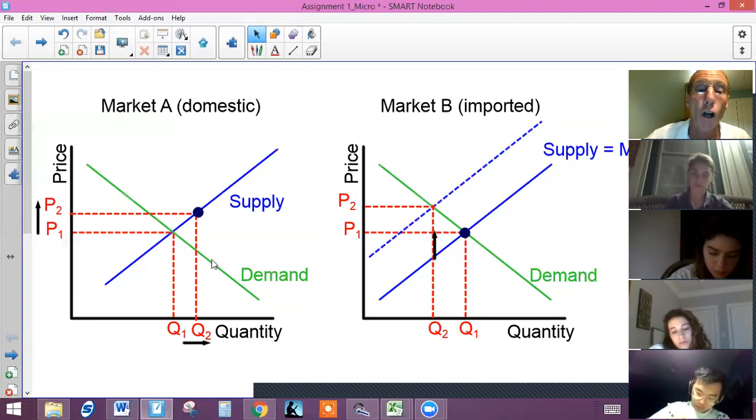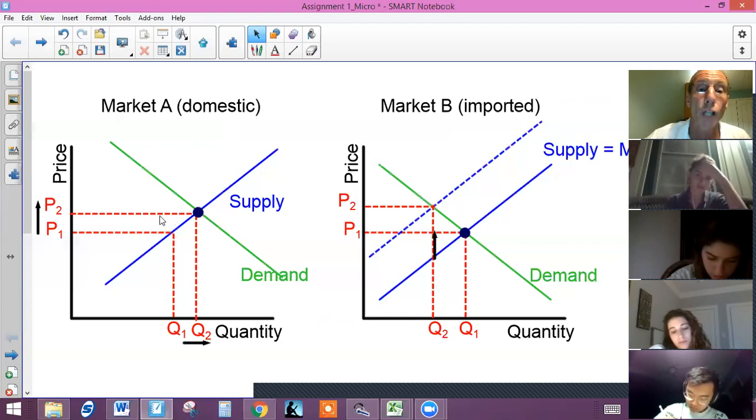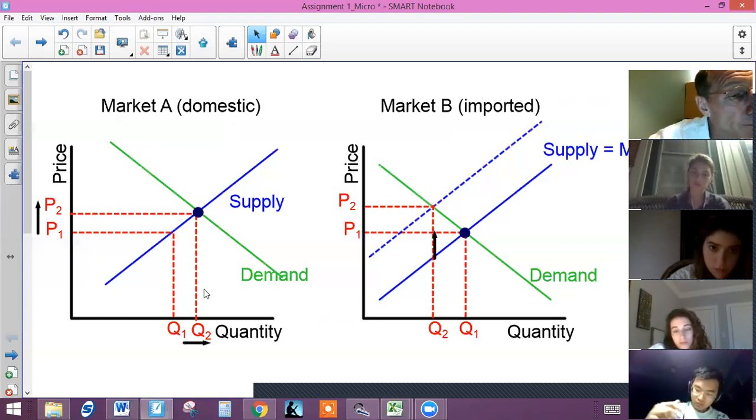So what this price increase in imported textiles does is cause a shift in demand for domestic, which means that price goes up and quantity produced goes up, both, when you shift the demand curve to the right. Okay? Do you guys see how that works?